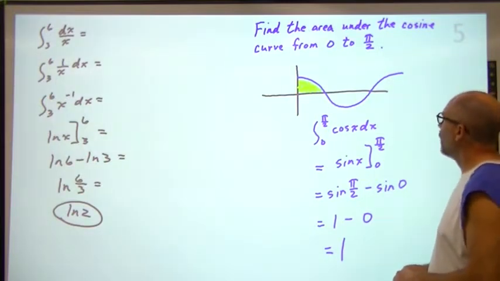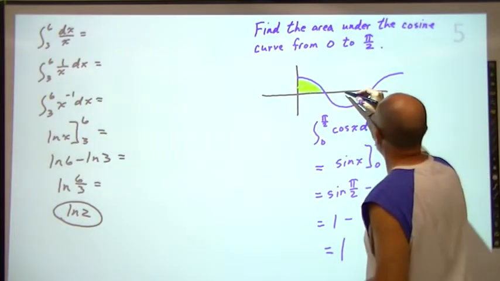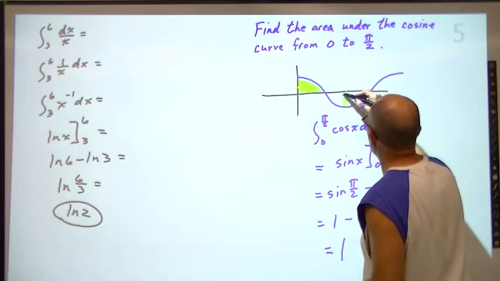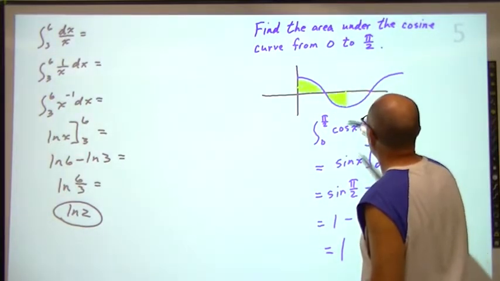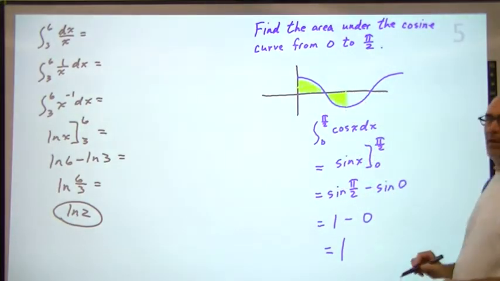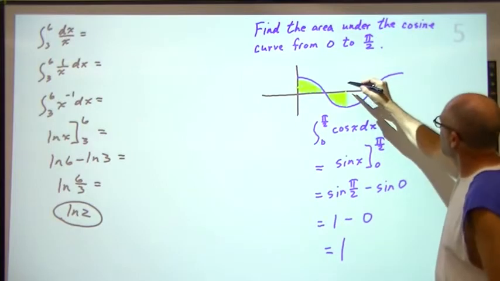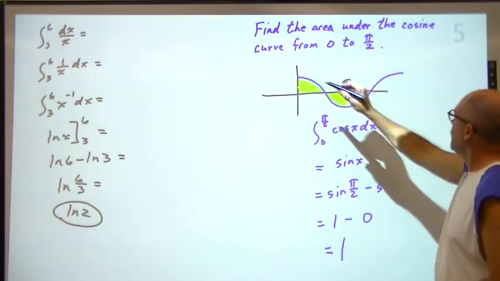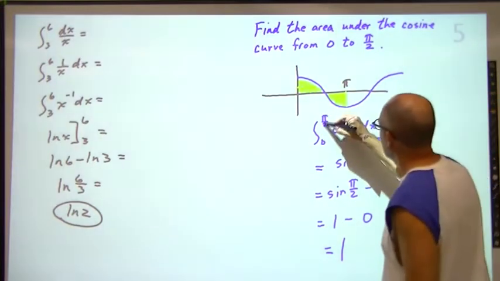Okay, let's just do one more thing. What if we want the area from 0 to pi? Okay, so I want that area now. Not 0 to pi over 2, 0 to pi. See, this would be pi right here. So I want the area from 0 to pi. Okay, well, let's do the same thing.